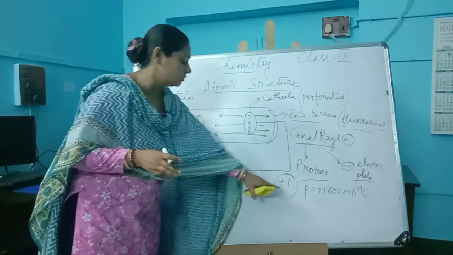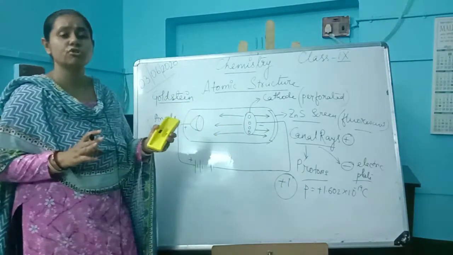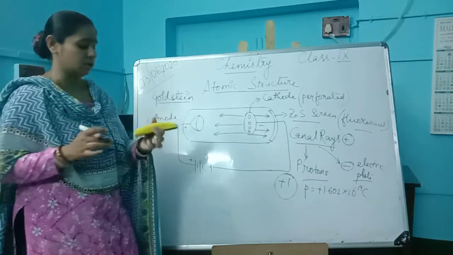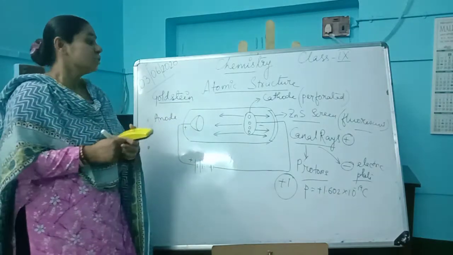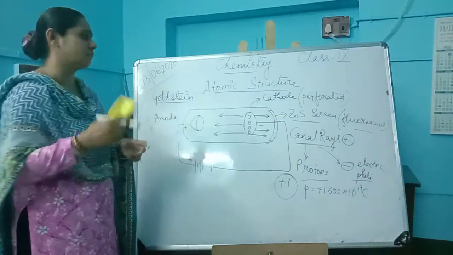But in general we write the charge of a proton as plus 1, and for an electron we write it as minus 1. So is it clear to you, children? So this is how electrons and protons were discovered.